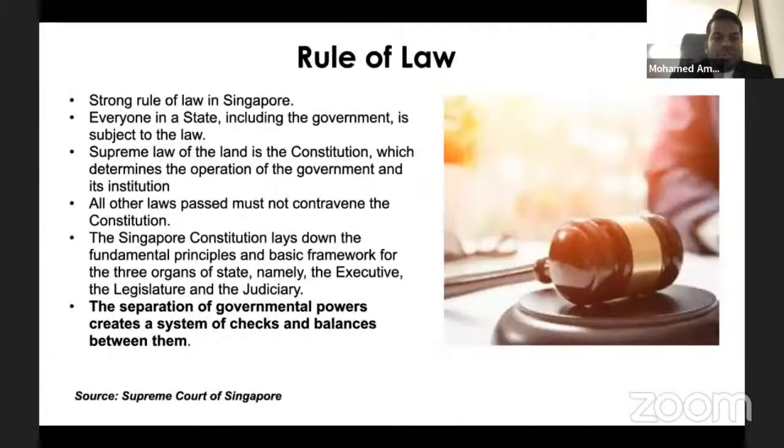As for rule of law, in Singapore we have a very strong rule of law. Everyone in the state, including the government, is subject to the law.